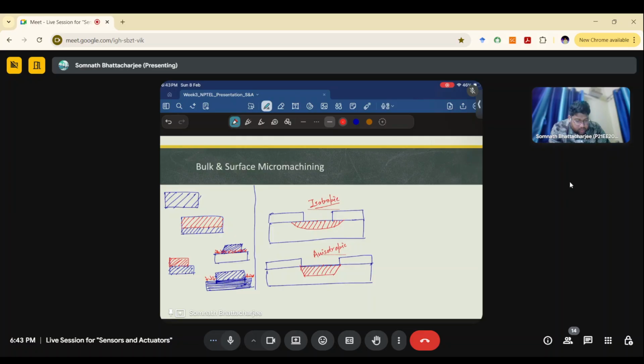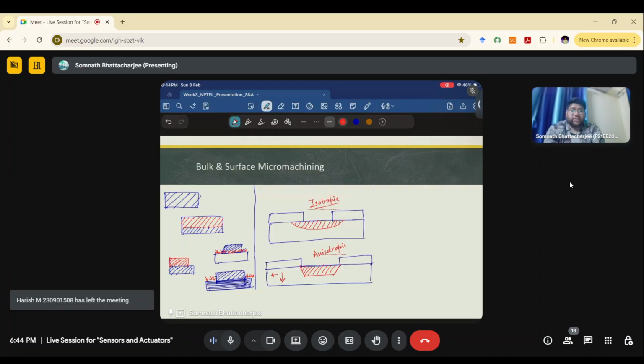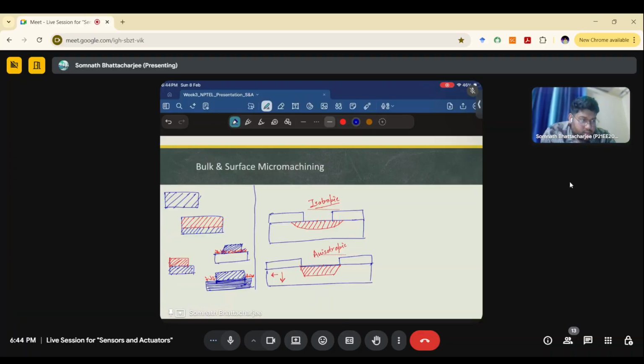Let me describe it a bit. Let's say you need to achieve more depth than height. Based on that, you can program how much micromachining needs to happen. And surface micromachining is where you need to etch away or remove the surface layer. In between this, there is a very important thing known as the sacrificial layer.